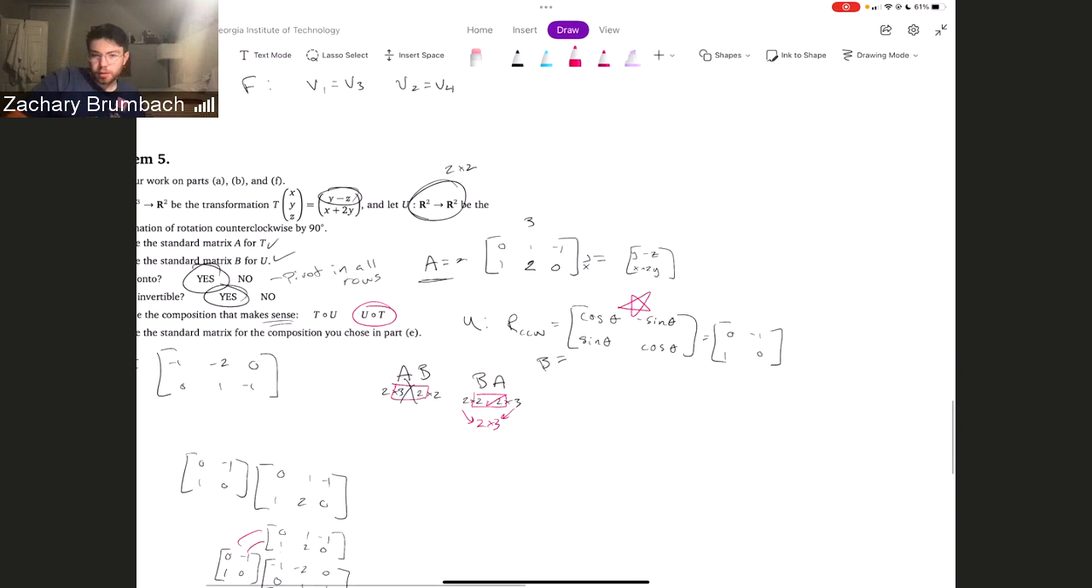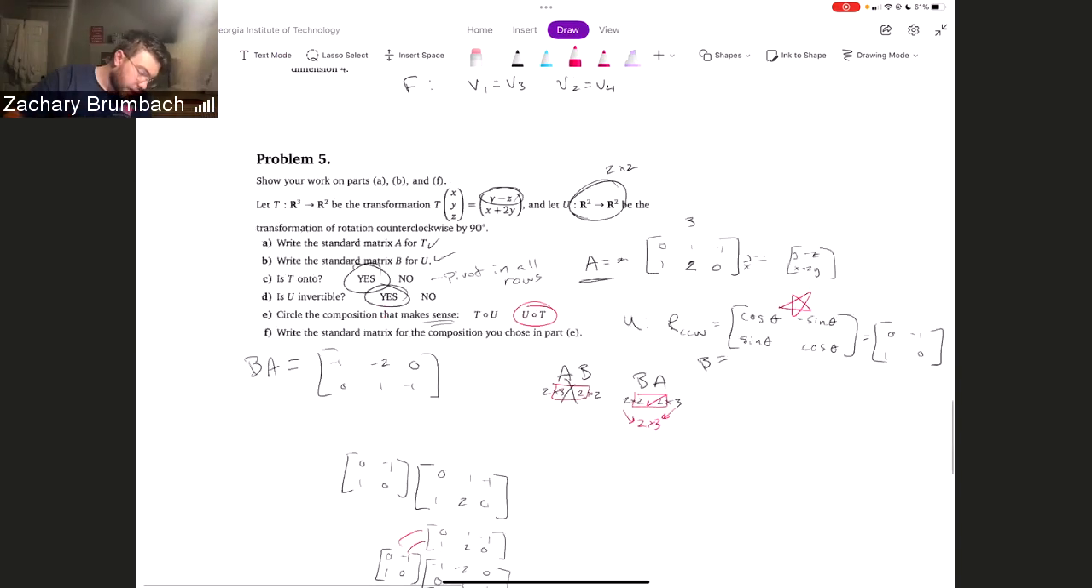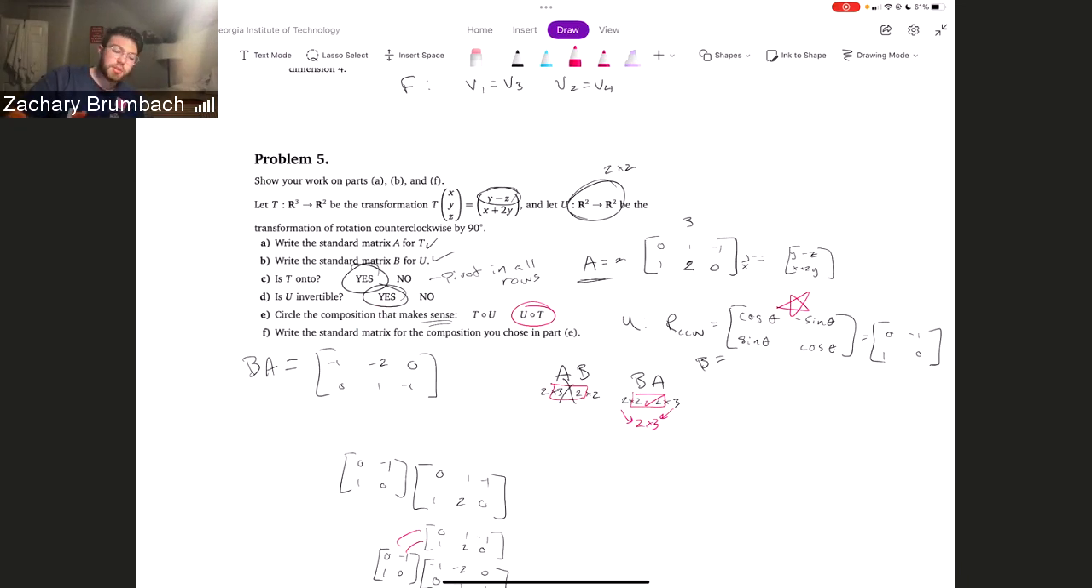Thank you. Yeah, cool. So someone said explain C again. Yeah, T is onto because there's a pivot in every row of A. That's why that is true. That's the condition for finding an onto matrix.